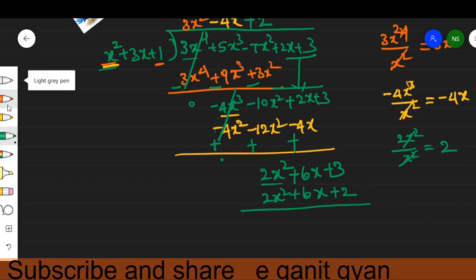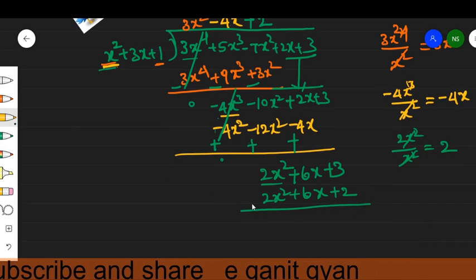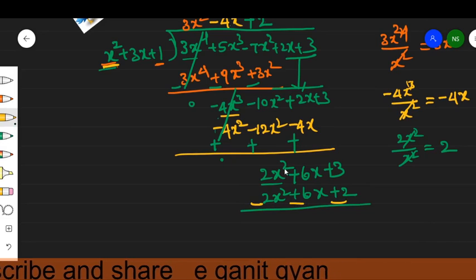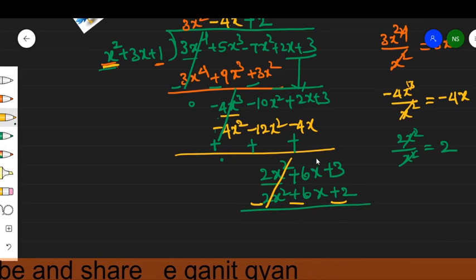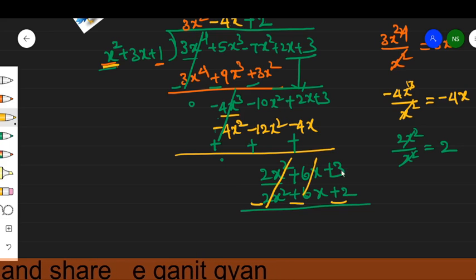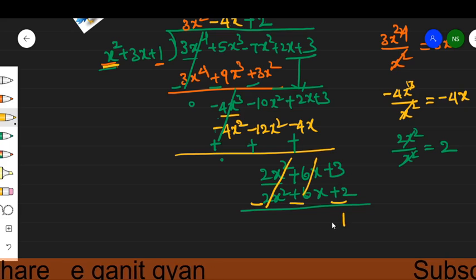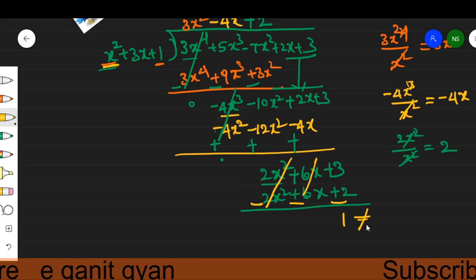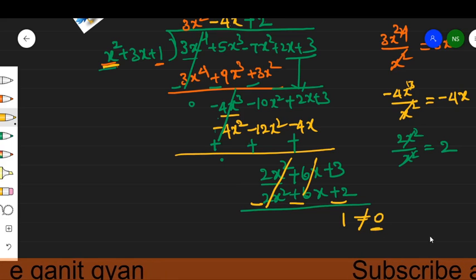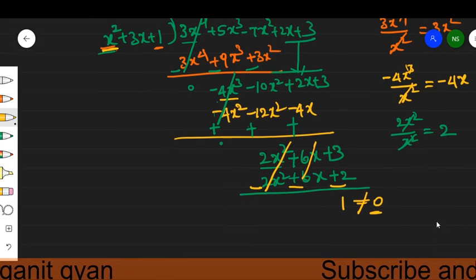After that, compulsorily we should change the symbols here. Minus, minus, minus. These two terms will become 0. These two terms also will become 0. But here we will get plus 1 as our remainder, which is not equal to 0. So what can we say here?